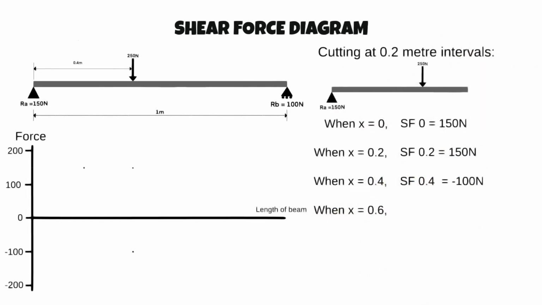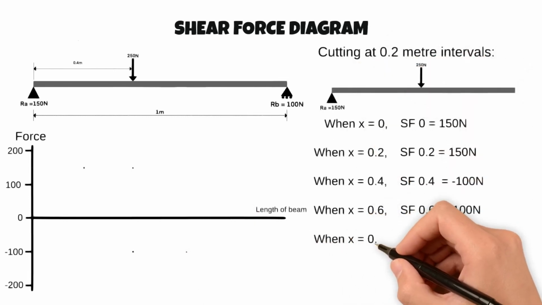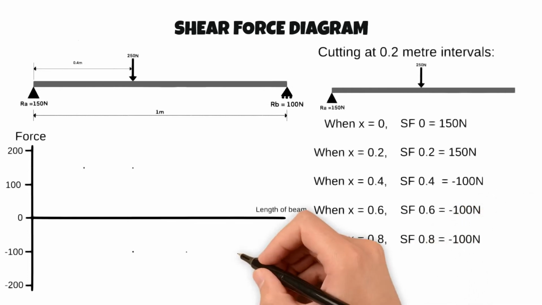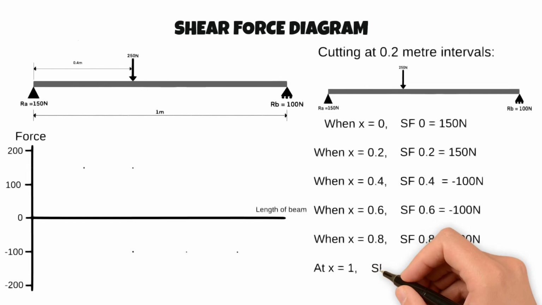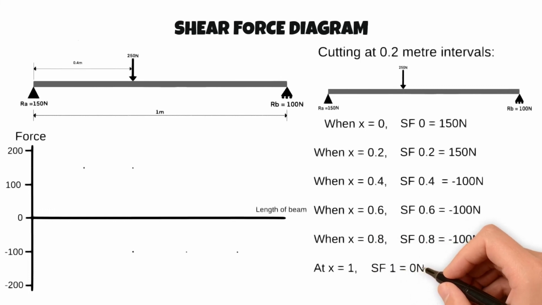When x equals 0.6, the 150 Newton reaction force RA and the applied load of 250 newtons are again the only forces acting to the left of the cut. So the shear force is again 150 minus 250, which equals minus 100 newtons. When x equals 0.8, it is the same as the previous two scenarios. So again 150 minus 250, which equals minus 100 newtons. And finally, at x equals 1, we have the introduction of the 100 Newton reaction force RB in the upwards direction. So the shear force is now 150 minus 250 plus 100, which equals 0 newtons.